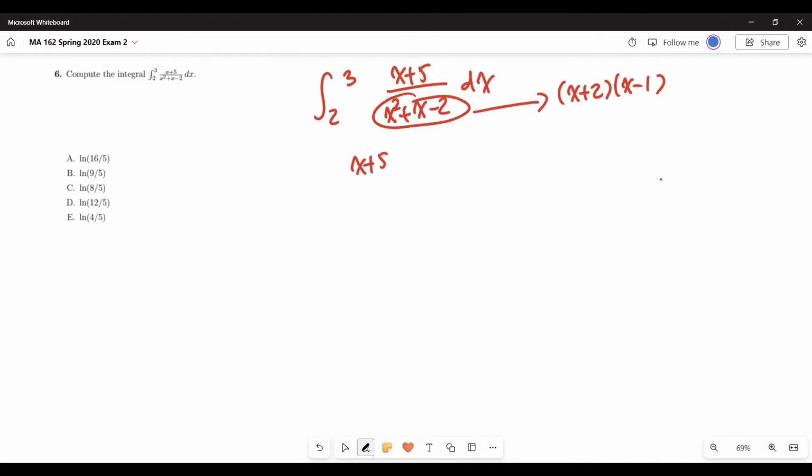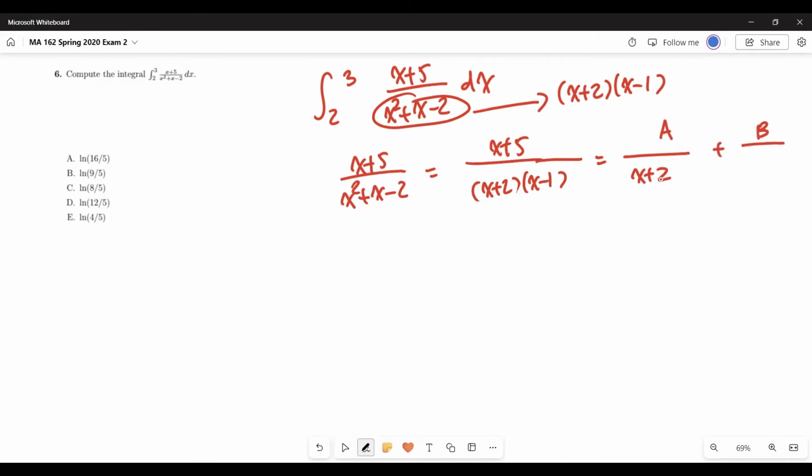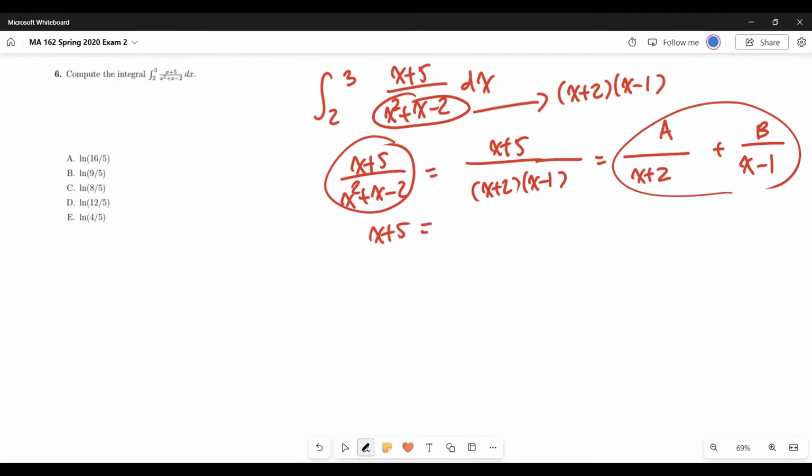And you can write x plus 5 over x squared plus x minus 2 as x plus 5 over x plus 2 times x minus 1, right? Now we're going to decompose this as a over x plus 2 plus b over x minus 1. We don't know the a and b values, and we're going to find them to make the integral easier. If you want to get rid of the denominator, we multiply x squared plus x minus 2 on both sides. This just becomes x plus 5 equals a times x minus 1 plus b times x plus 2.